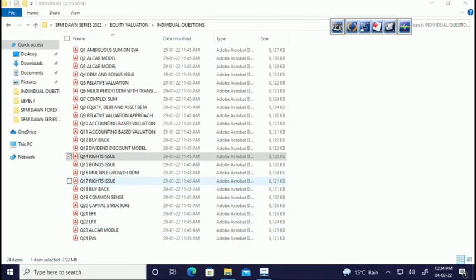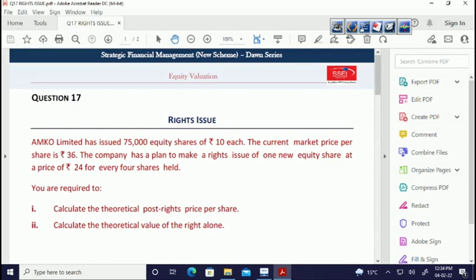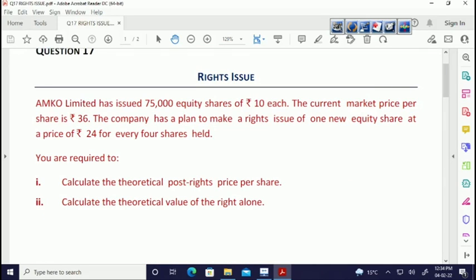Rights issue. Do we have another sum? Yes. Question number 17. Amco Limited has 75,000 equity shares of 10 each. Okay, these are when the company started, 75,000 shares were issued at 10 each. The current market price is 36, P0, cum rights price. Company has a plan to make a rights issue of 1 share at the rate of 24 for 4 shares held, 1:4 at 24. 24 is X. Calculate the theoretical post rights price. So 4 into 36 plus 1 into 24 divided by 5, 33.6 weighted average.